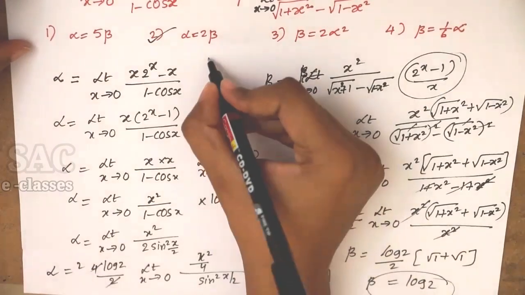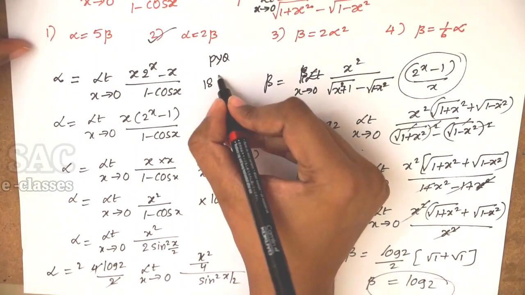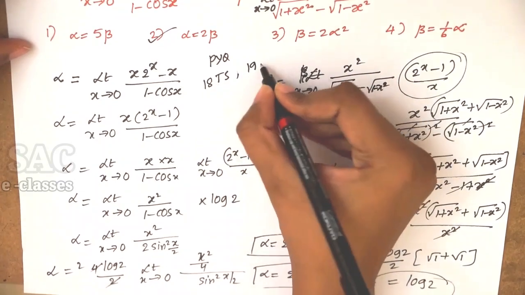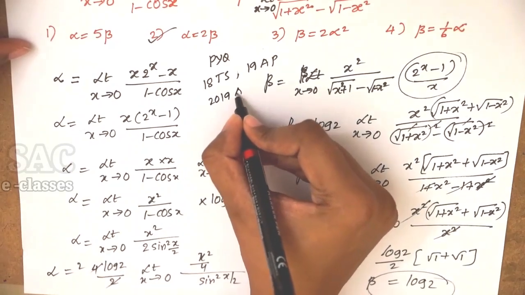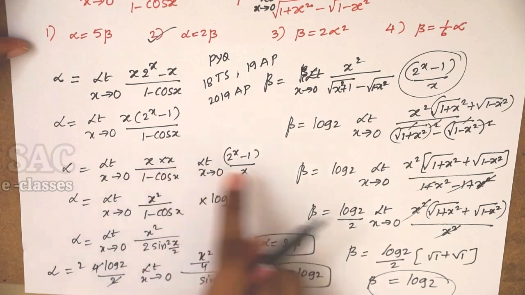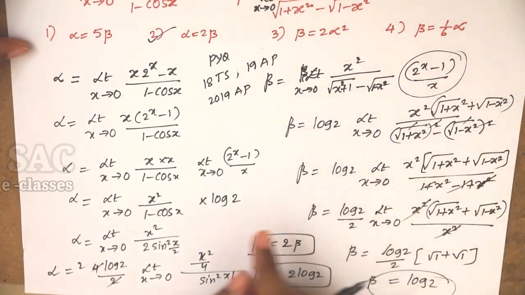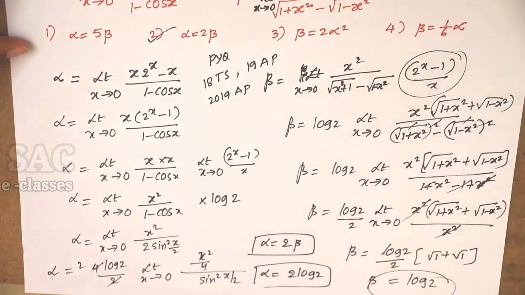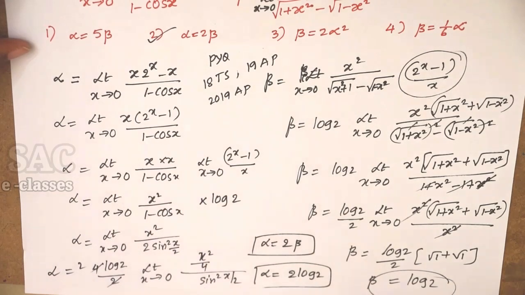This is a very important PYQ which was given in 2018 TS and 2019 AP, again in 2019 AP itself in another shape. Three times this PYQ has been given to you. It is a very important model, and by this model you can cover the sandwich theorem as well as the 2 power x minus 1 by x model, nothing but the a power x minus 1 by x model, and also rationalization. By this problem you can cover four different models of limits.